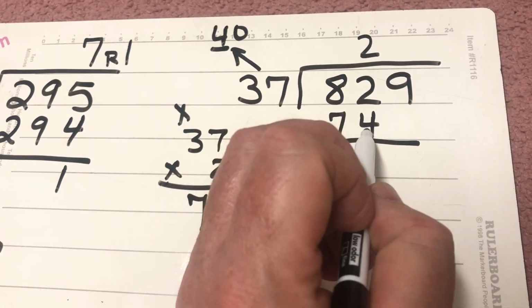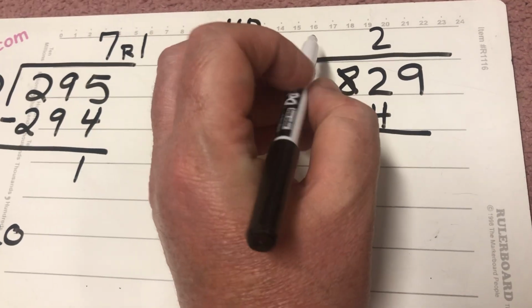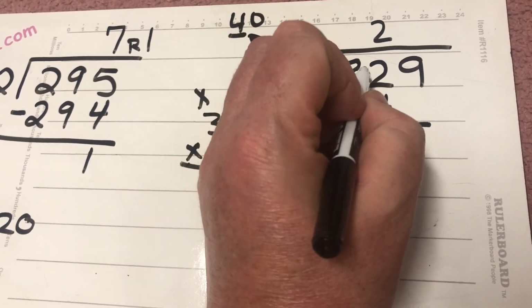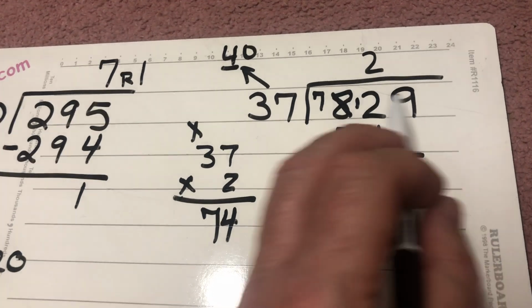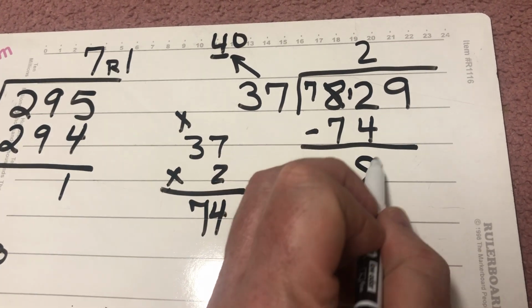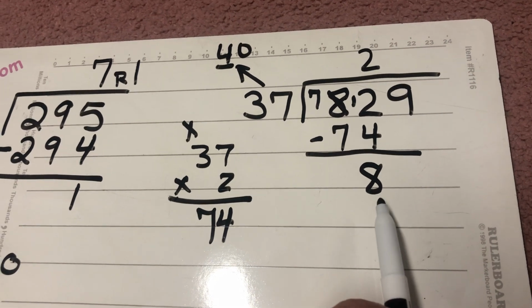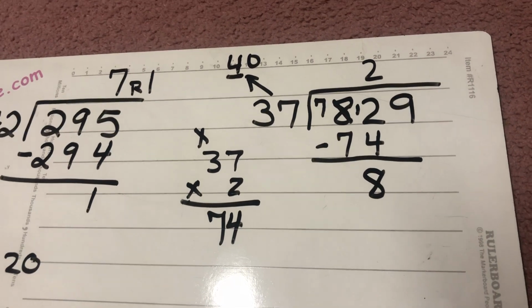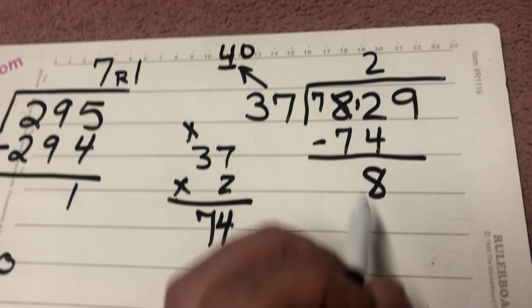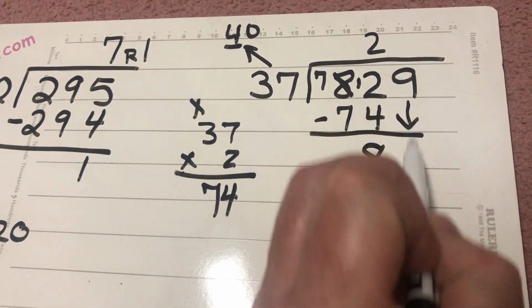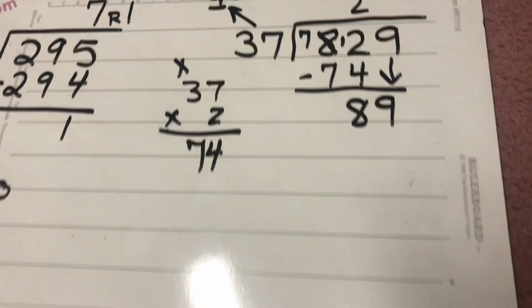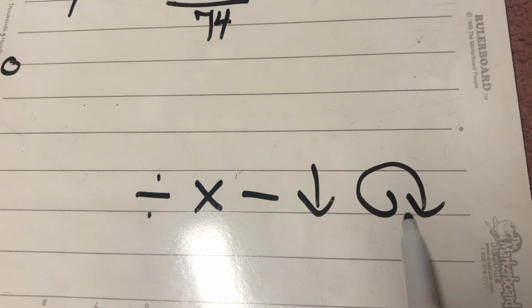Well, now to subtract, I can't do 2 minus 4. So I borrow from the 8, it becomes a 7. I make the 2 a 12. 12 minus 4 is 8. 7 minus 7 is 0. I have a leftover of 8. I'm dividing by 37. I'm okay with that. I'm going to go ahead then, bring down the 9, because after I subtract, I bring down, then I start over again.